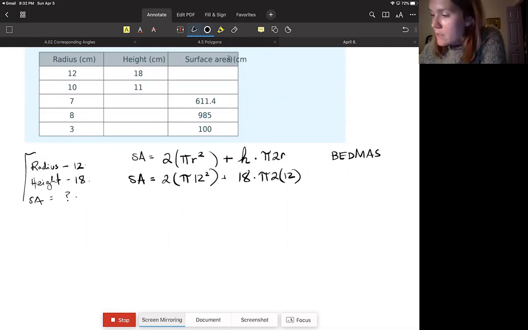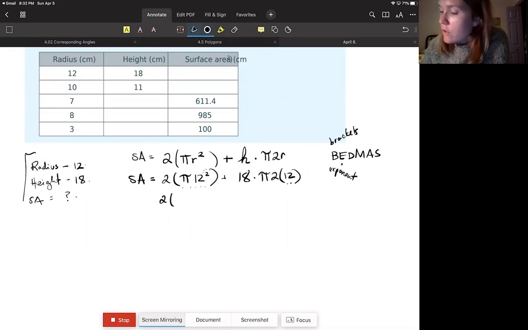BEDMAS. B stands for brackets. You want to do that first. There's nothing to simplify inside the brackets. We have to take care of our exponent first. So I want to square 12, which is 144.